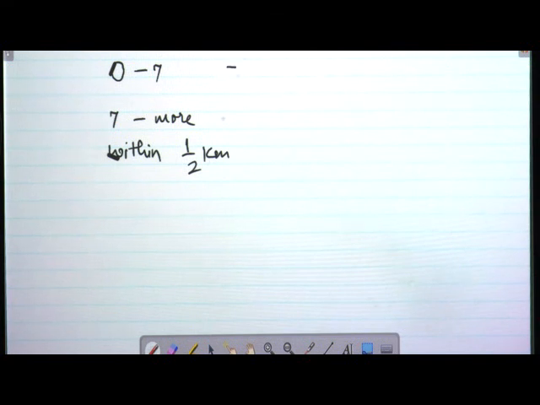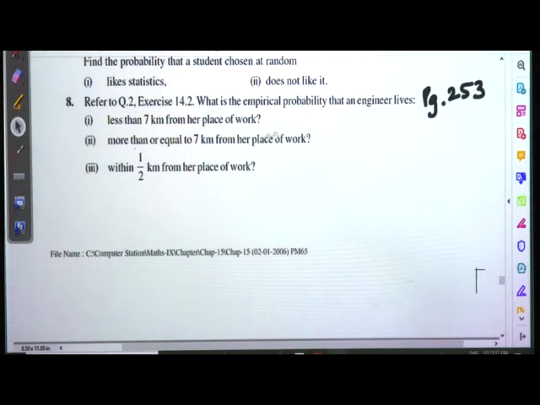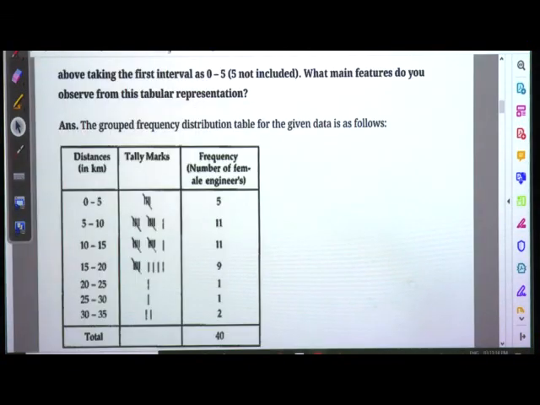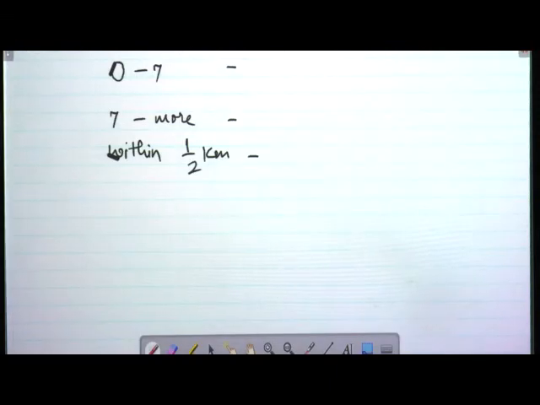Fine. What have we understood from this table? One thing we have understood: the total number of engineers is 40. Okay. Now let us solve the sum.